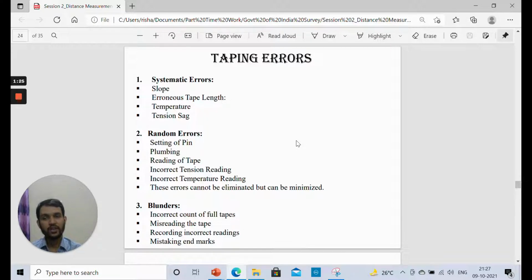What happens for tension sag? If sufficient tensile force has not been provided at both the ends of the tape, and if that tape is not perfectly horizontal, then this tape will be inclined, and if this tape is sagging, then the horizontal distance between these 2 points, which we have reported as 30 meter, is even lesser, because this length is 30 meter when the tape is sagging, but the horizontal distance is even lesser. So we will have to apply a suitable correction factor, okay.